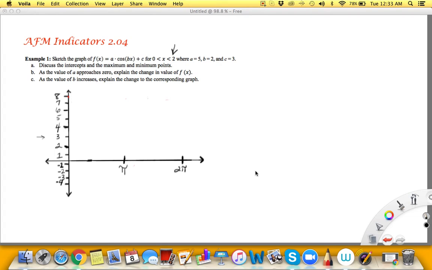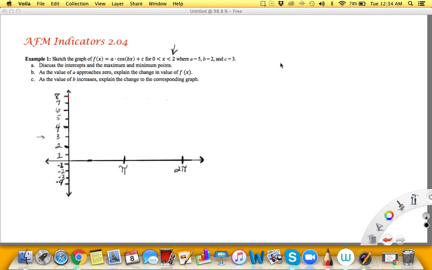Today we're working with the Advanced Functions and Modeling Indicators, standard 2.04, which is talking about trigonometric functions. Now this particular standard only focuses on the sine and cosine function. So those are the only ones these examples are going to deal with, and that's all they're going to be tested on, sine and cosine functions.